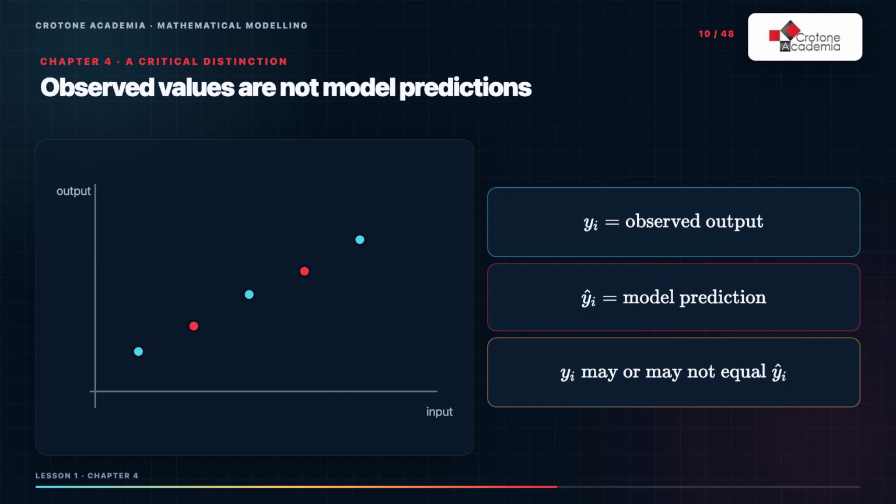Pause for knowledge check 3. Explain the difference in your own words. A reliable answer says that y sub i was observed, whereas y hat sub i was calculated by a model for the corresponding input.